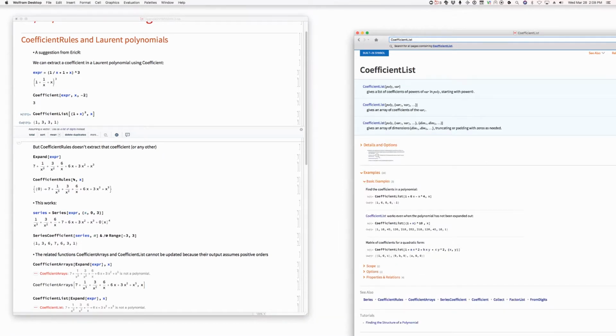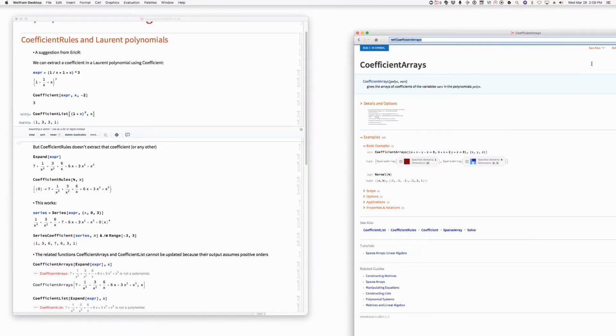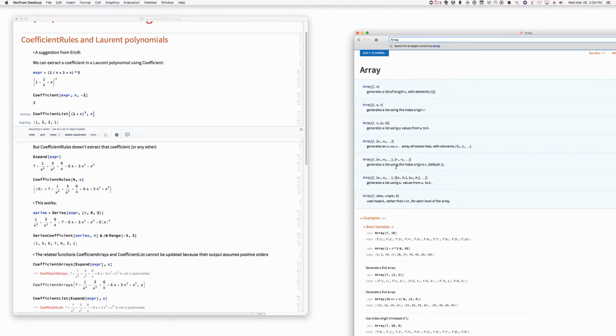Yeah, I understand. I mean, we could do something like what array does. Here we have the dimensions truncating or padding with zeros, which gives an array of those dimensions. So similar to array itself, which has an origin point. This is coefficient arrays, right? So one could certainly imagine, just like with array itself, that there's an index origin that you can specify. Right. Good point. Yeah, we could do that.